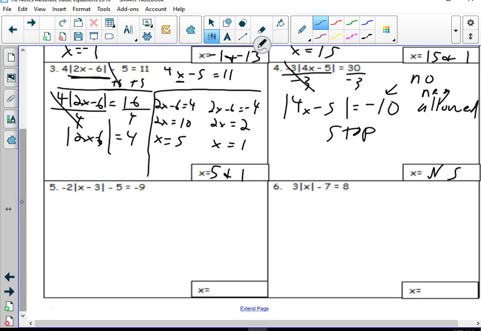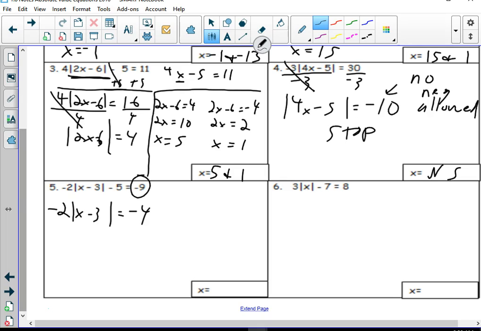Okay, number 5. Can we stop? Excellent! See, once again, sometimes you learn a rule and you overuse the rule. And people go, hey, look, there's a negative. Woohoo! We're done. Stop. No solution. Not yet. You cannot make that decision until the absolute value is completely alone. Now, you said add 5. Okay, cool. Negative 2 times the absolute value of x minus 3 equals, shoot, it's still negative. Can I go home now? No. I still have to divide by the negative 2.